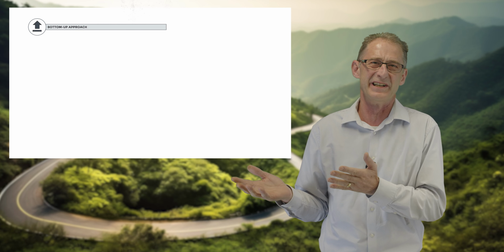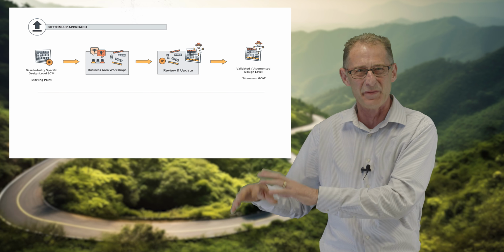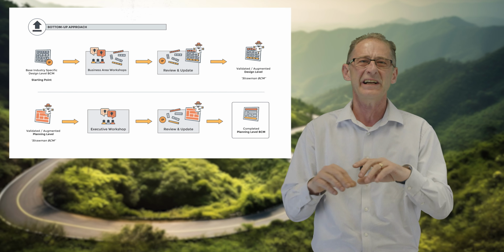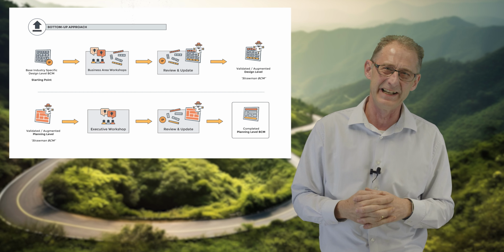Bottom up, no great surprises here. We start with the area workshops to produce the design level for that area, then roll it up to create the planning level and use an executive level workshop to validate that.